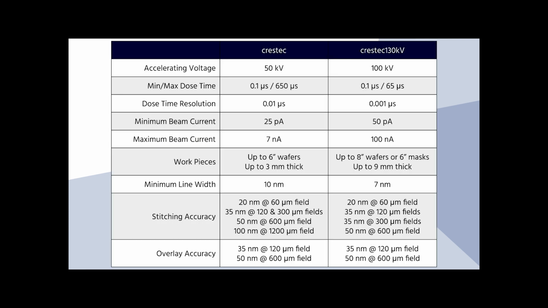Now let's look at the hardware itself. The NanoLab has two Crestech tools, the Crestech and the Crestech 130kV. The Crestech operates at 50 kilovolts. It has a min-max dose time of 0.1 microseconds and 650 microseconds, respectively. The dose time resolution is 0.01 microseconds. That means that you can specify a dose time of 0.1 microseconds, 0.11, 0.12, etc. The minimum beam current is 25 picoamps, and the maximum beam current is 7 nanoamps. It can fit samples up to 6 inches in diameter and up to 3 millimeters in thickness.